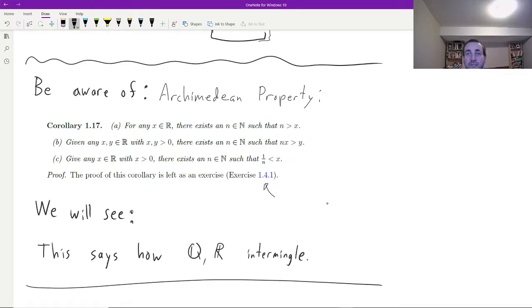The first one really seems silly. For every x in R, there exists a natural number n that's bigger than x. Okay, well, that seems probably pretty believable.